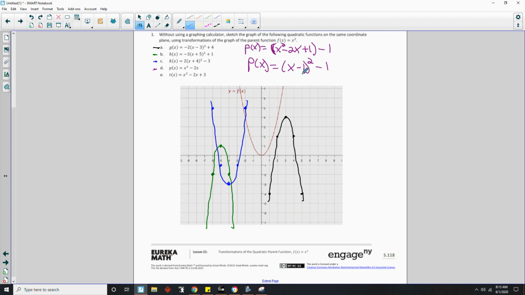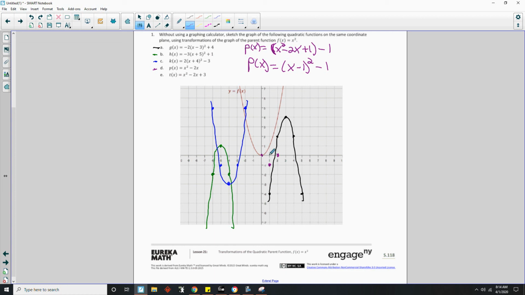So there's my vertex. My vertex is now 1 comma negative 1. So this is a shift right 1, down 1. So right 1, down 1 is right here. There is no a other than 1, so it's just over 1, up 1. A is not negative. Over 1, up 1 is here. Left 1, up 1 is here.